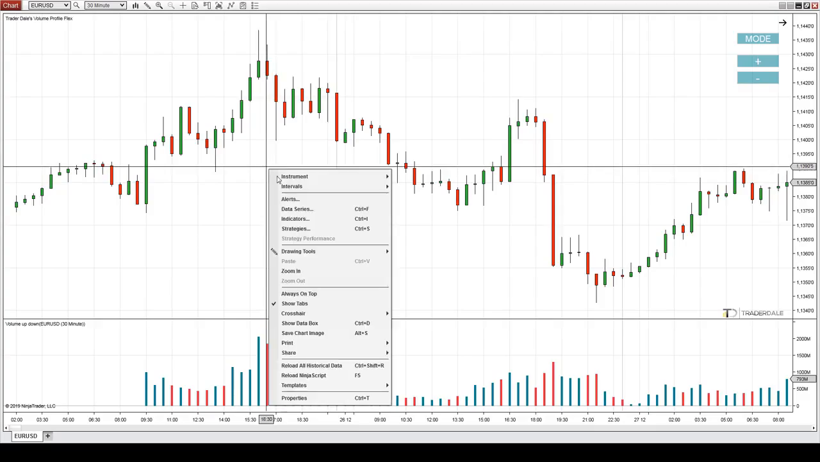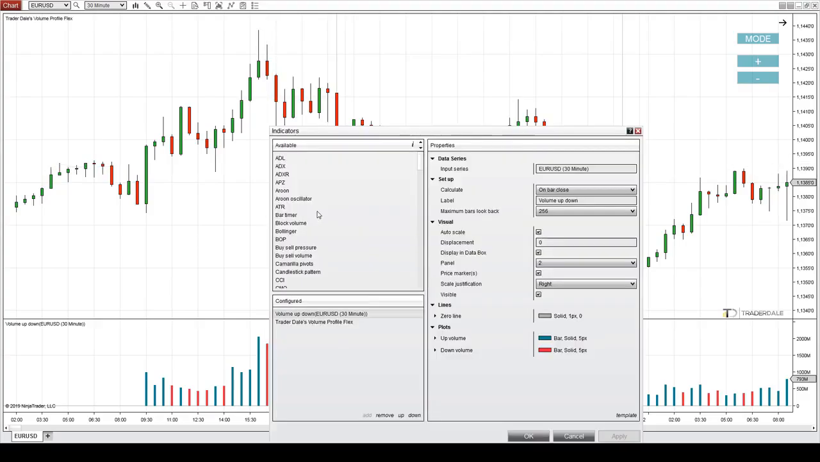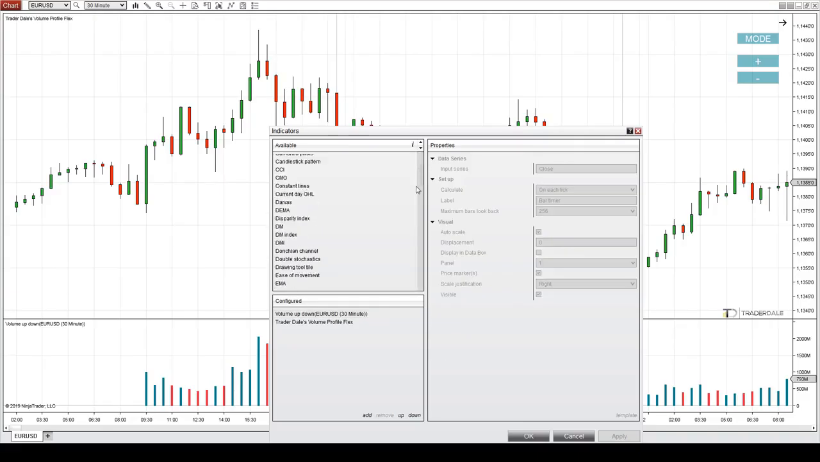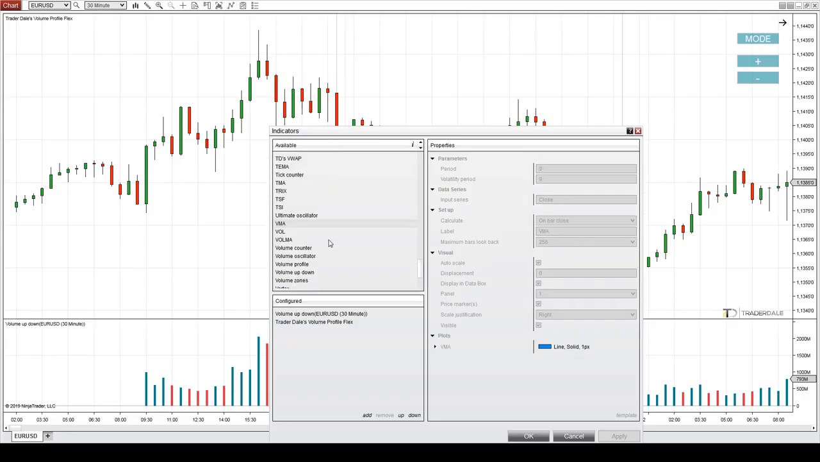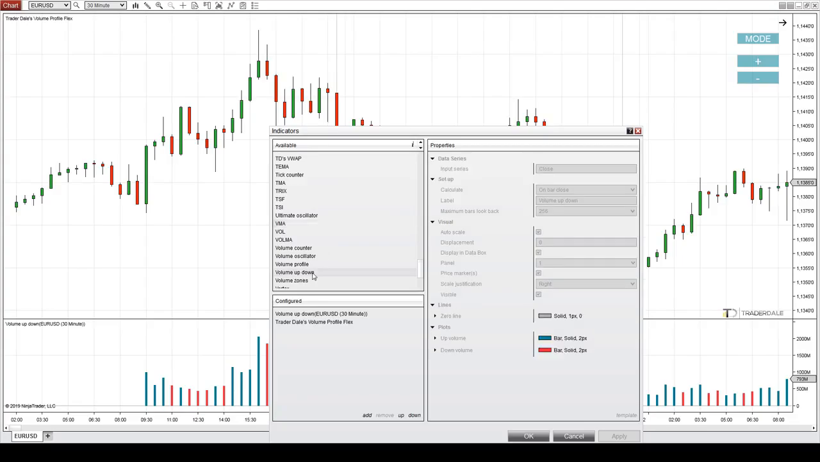So you right-click the chart, you go to indicators. In this list of available indicators, you'll search for the volume up-down indicator. It is this one. You double-click it, and this is just the standard setting of the indicator. You don't need to change anything in here.